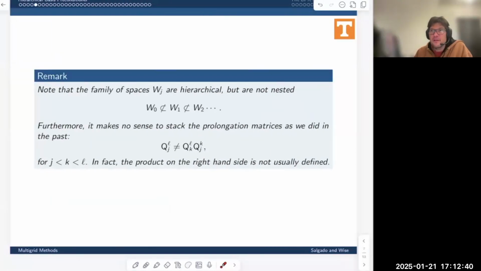All right, now another thing that I should point out about these spaces is they're not nested. The hierarchical spaces, WJ, are hierarchical but not nested. So W0 is not contained inside of W1 because this guy is whatever is new from that space. So it doesn't contain the old. So they're not nested. And furthermore, in chapter 8, we learned how to do multiplicative stacking of prolongation matrices. Well, you can't stack these prolongation matrices from the hierarchical basis. They don't stack.